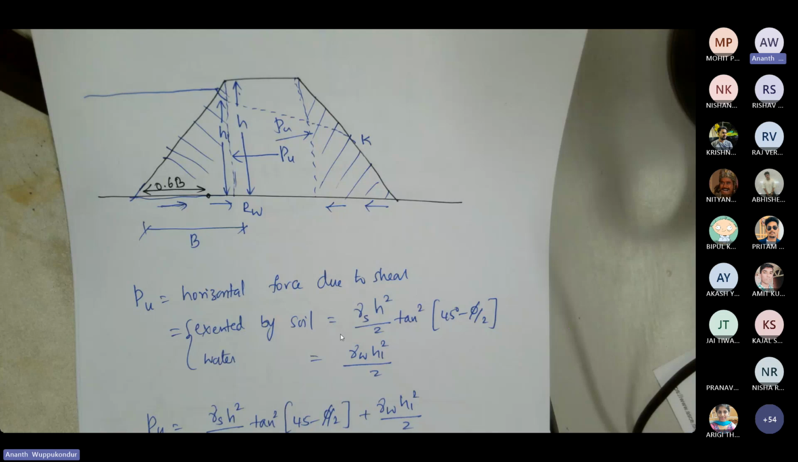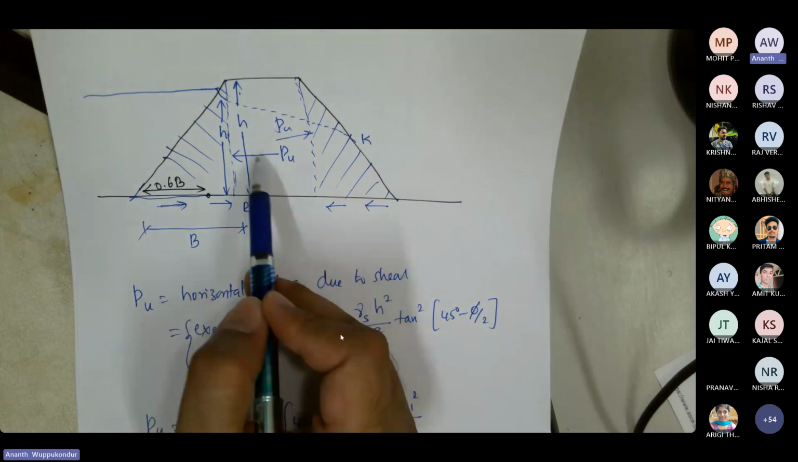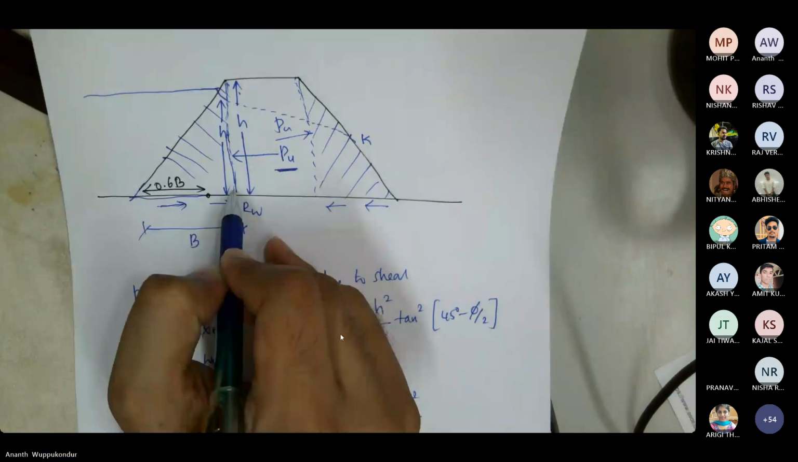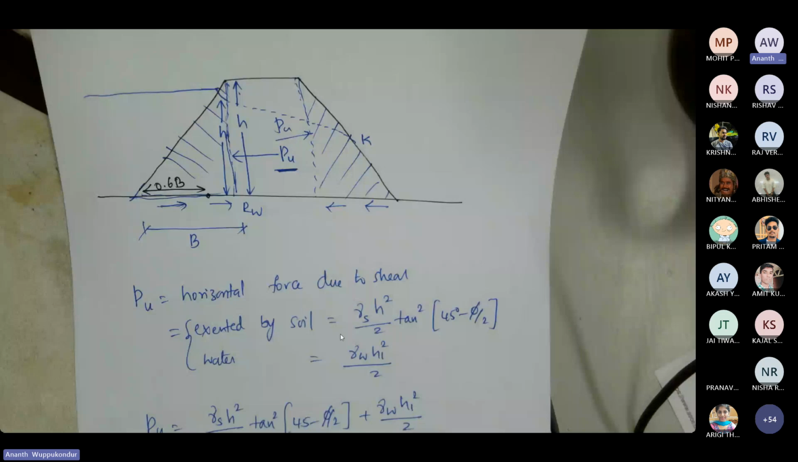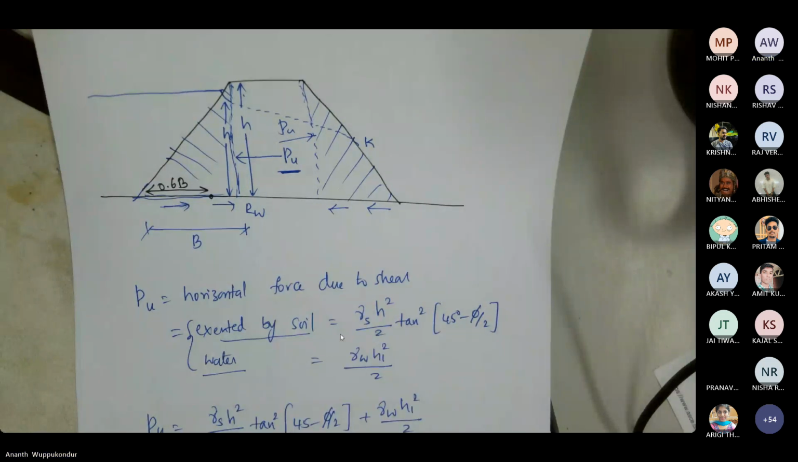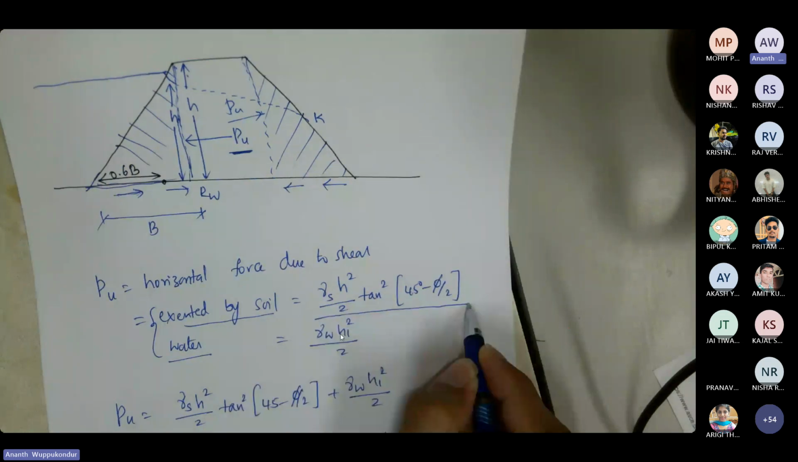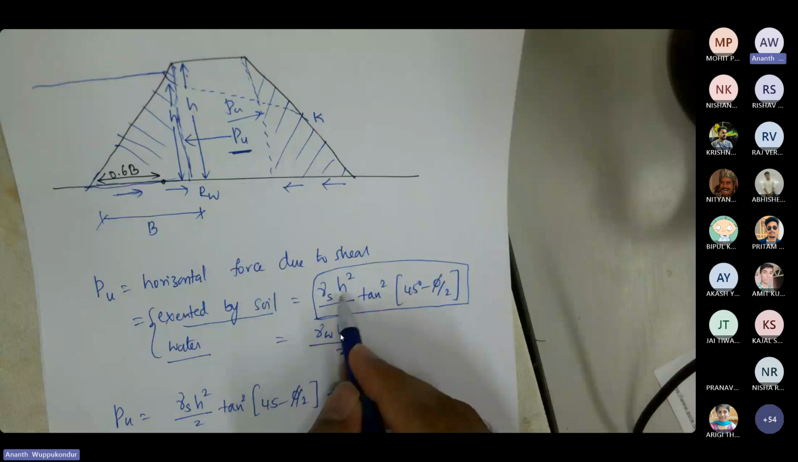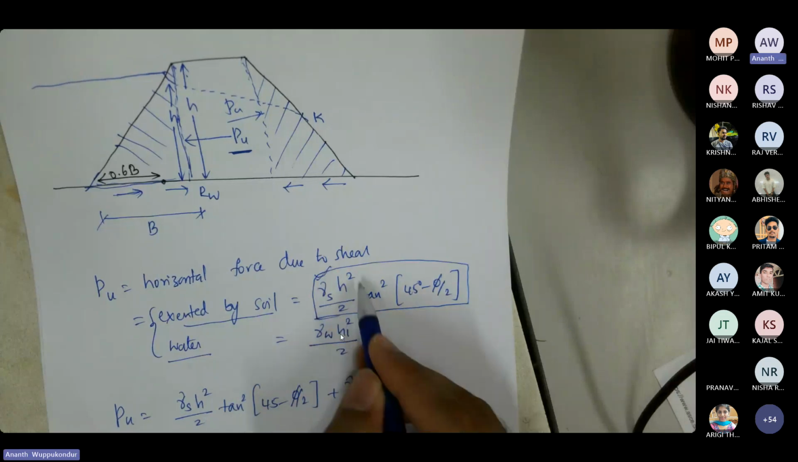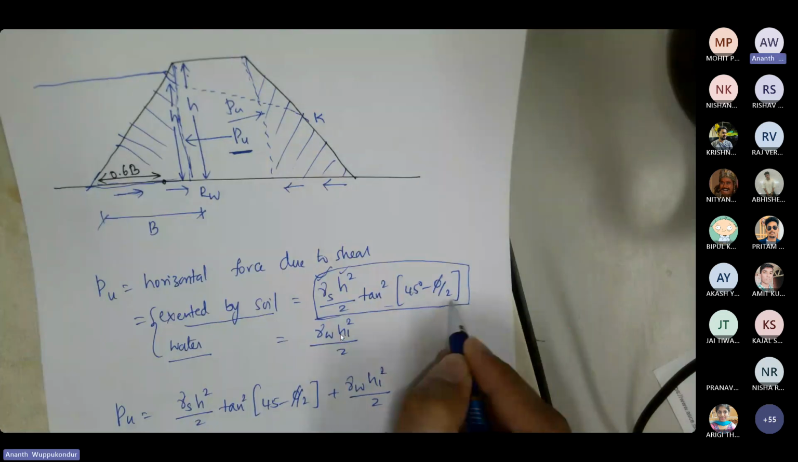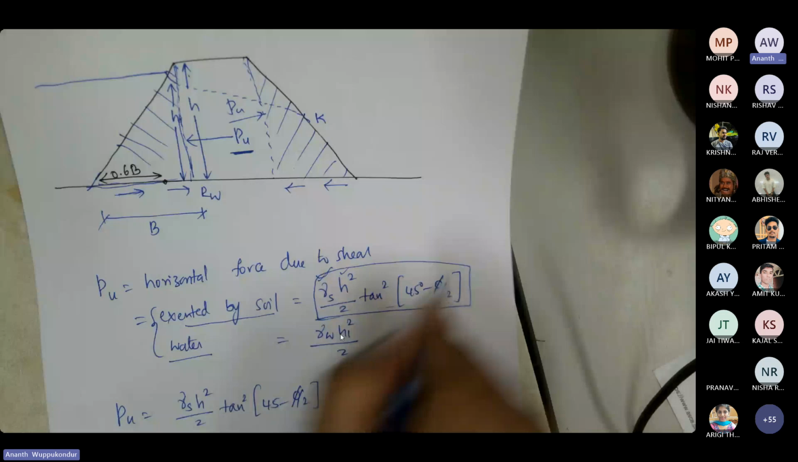So the horizontal force that I'm talking about here, which is Pu on this triangular face, would be because of two components. One is because of the soil, so there is going to be pressure, and then because of the water, there is going to be pressure. Now, this is the force because of the soil, where you consider the unit weight of the soil, and then the height of the embankment where your soil is, multiplied with tan square (45 minus φ by 2), where φ is the angle of internal friction.